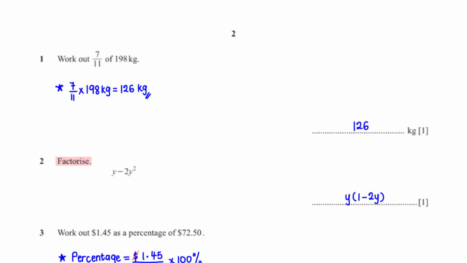Factorize y minus 2y squared. The terms have a common factor of y. When we factor out y, we are left with 1 minus 2y.